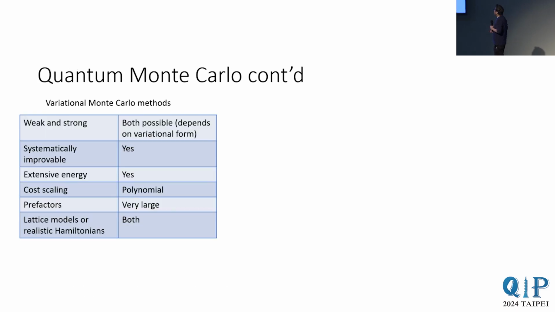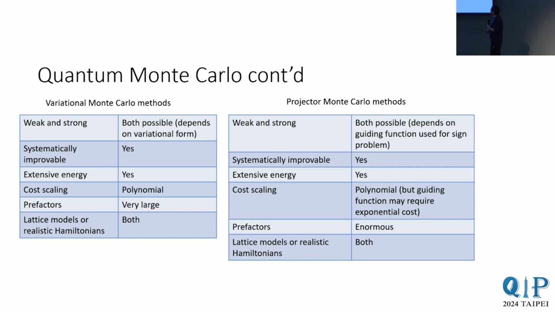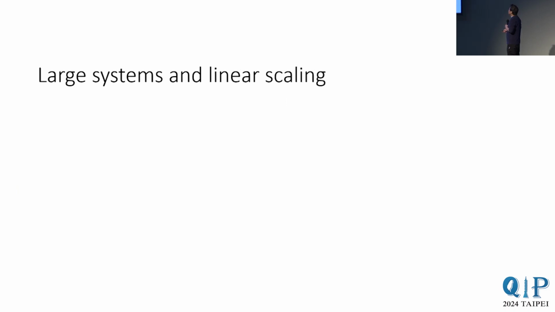So Monte Carlo methods are nice in many, many ways. They're extensive, systematically improvable, and so on and so forth. Prefactors are large. For variational Monte Carlo, they're large. For projector Monte Carlo, they're really large. They're very, very large, enormous. But they have many nice properties, and this is why people are interested in them for various applications. So that's a long list, and it's just a short list compared to the actual list of methods there are, but it gives you a flavor of things that people can do.